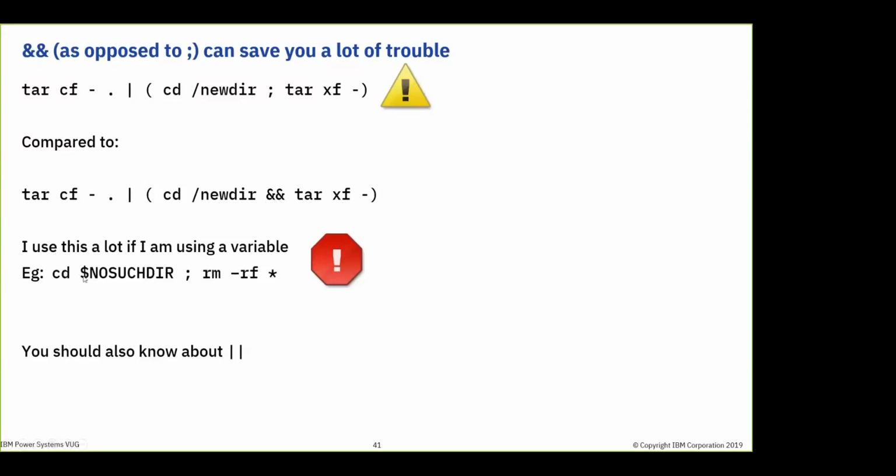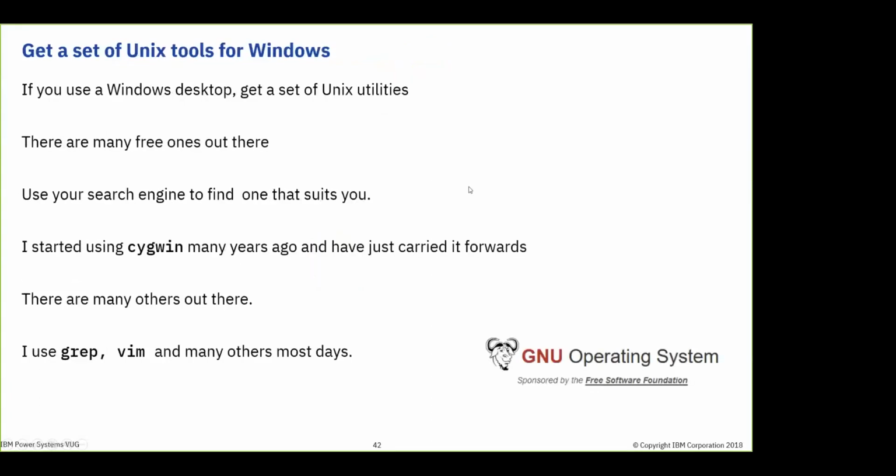For example, if you had a cd into $something and $something didn't exist, that would be cd space, which of course takes you to the root directory. And if you're root, you'd be untarring stuff all over the root directory. So sometimes it's useful to use the double ampersand. And equally, if you use double pipe, that means only execute this part if this part didn't work. In other words, if the exit code was non-zero. So that can be quite useful.